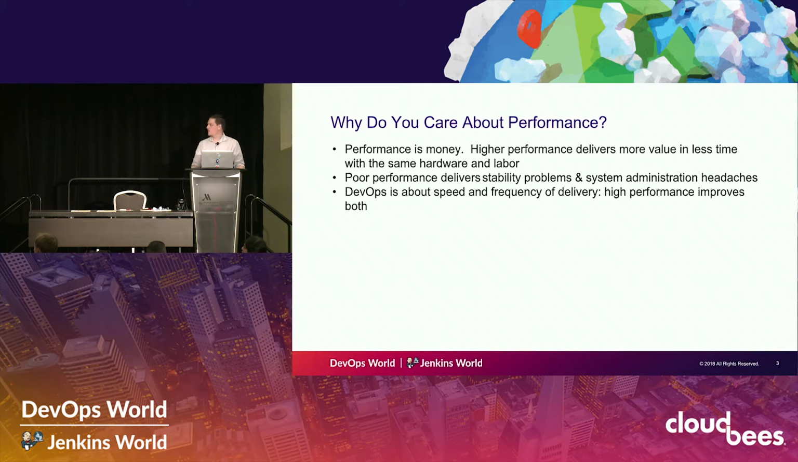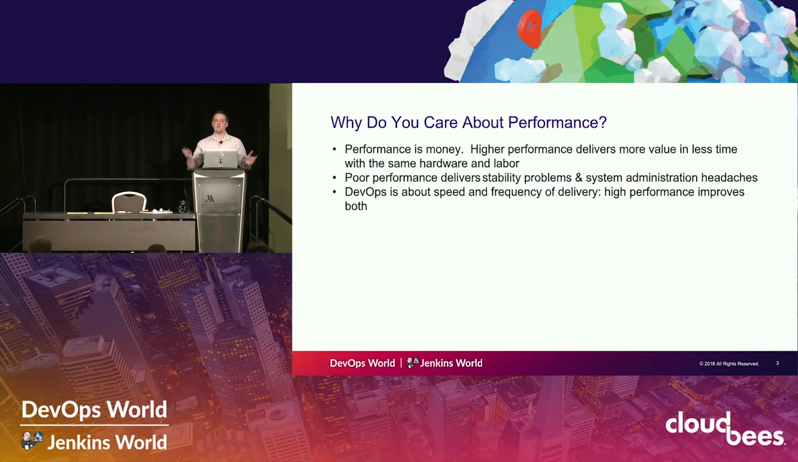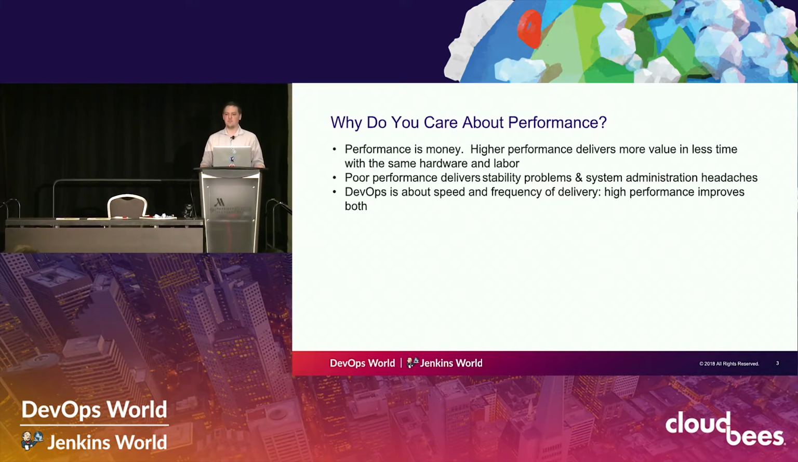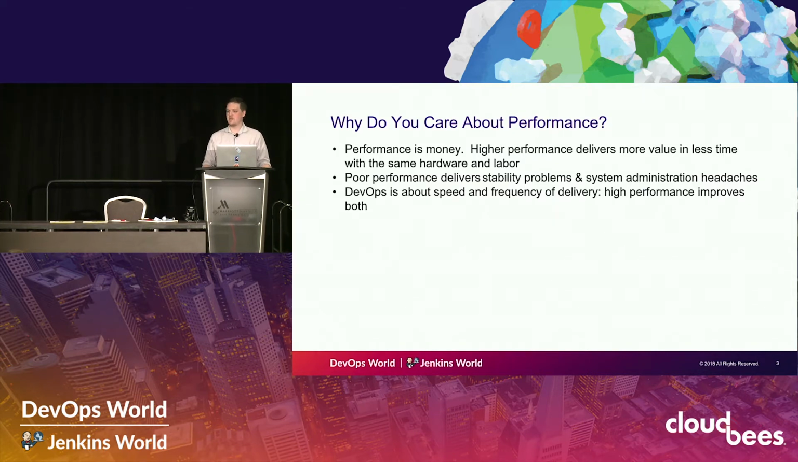All right, so let's talk about why performance matters, especially in the context of DevOps. There are several aspects to it: latency, resource use, and throughput. For our purposes, I'm going to conflate all of those into the general performance umbrella and summarize as: performance is money. Faster performance, more value delivered, less time, fewer engineers, less hardware. Bad performance is also an administrative problem for stability.